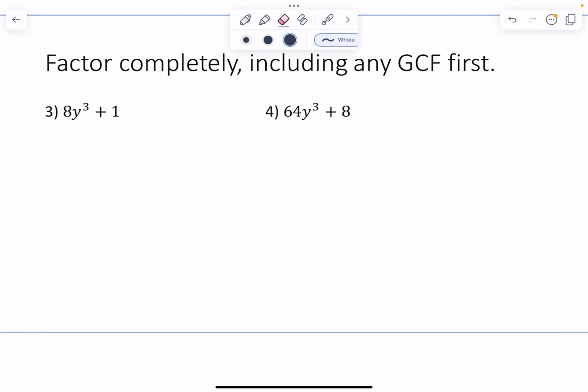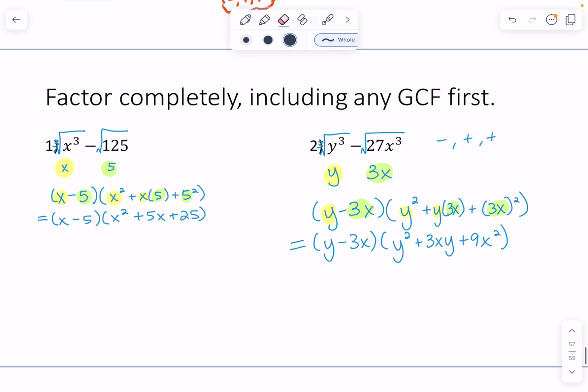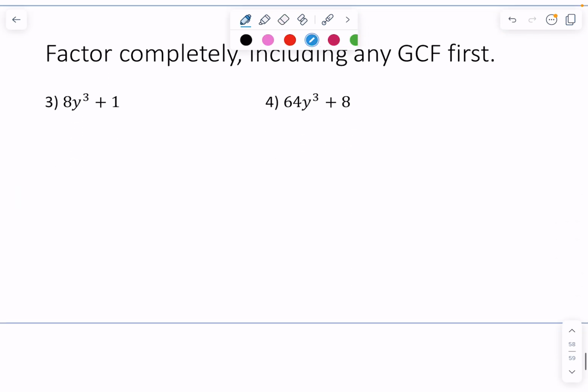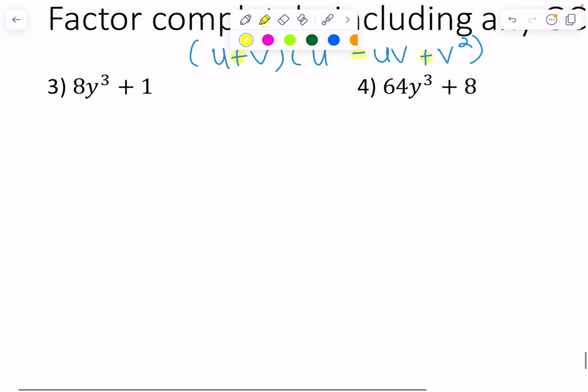Okay, factor completely, including any GCF first. So the difference between 1 and 2 and 3 and 4 is that 3 and 4 have addition signs now. So we should be thinking of the signs. So it'll be u plus v, and then u squared minus uv. Put that. And then plus v squared. So plus, minus, plus. All right, so first step, I see if I can take out a GCF here.